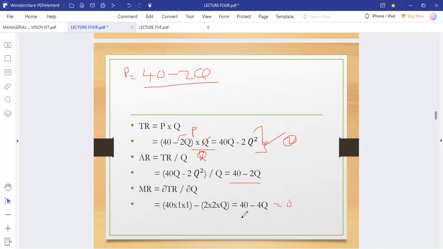And this one goes the other side. So we're going to have 40 equal to 4Q. So when we divide both sides by 4, our Q becomes what? 10. And when you put it here, we're going to have 40 minus 20, meaning our P is going to be what? 20. It's going to be 20. Are we following? Yes. All right.